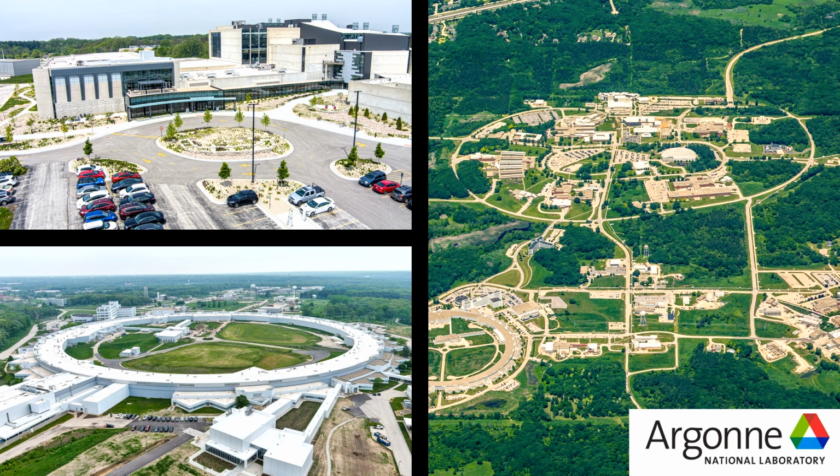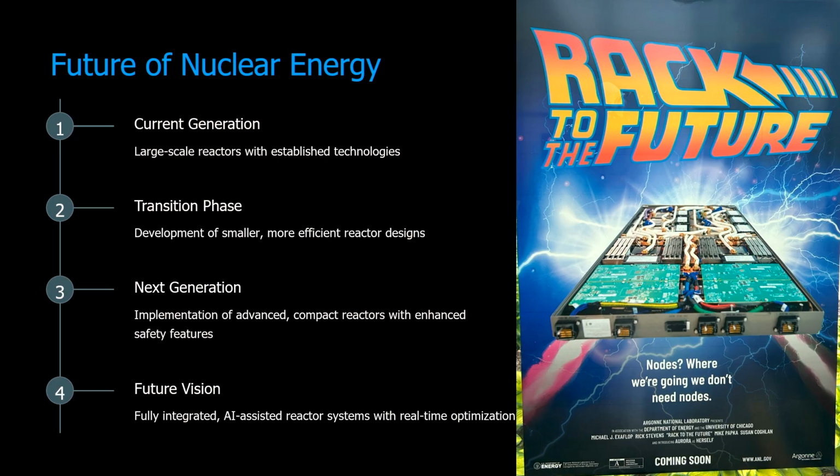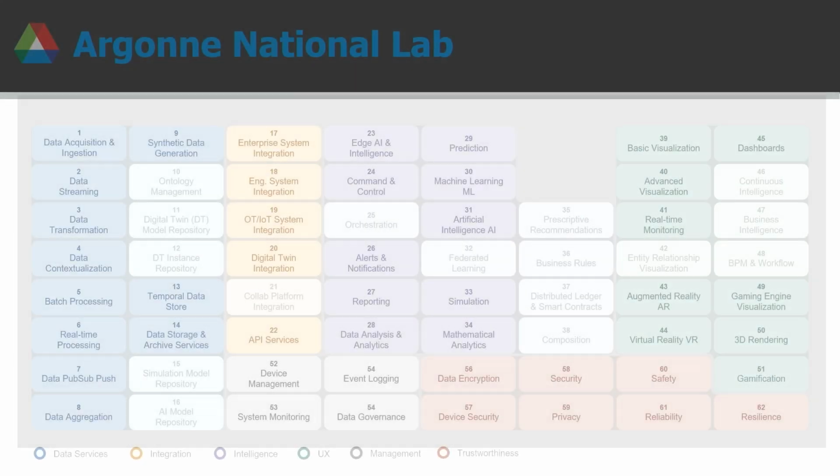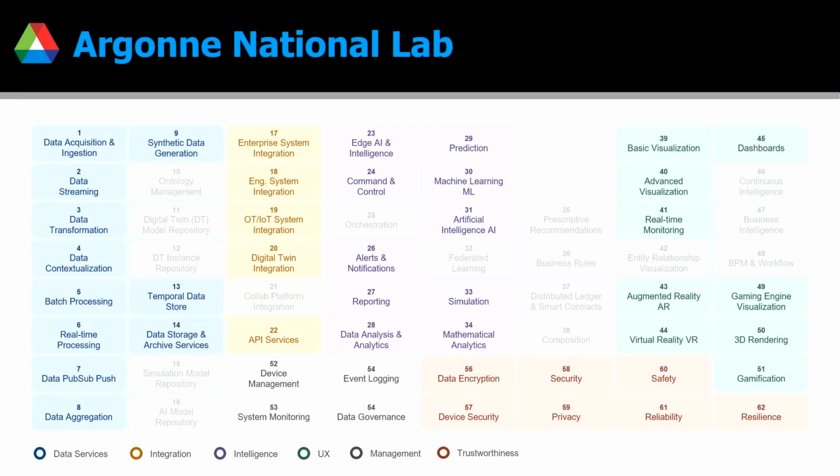It's massive. It's crazy. I'm not going to go into much detail about what's happening there because I don't know, but I think it's important to highlight the future vision of nuclear energy, because what they're looking for is AI-assisted reactor systems. So it's important to understand that the digital twin is offering them steps to get to that inevitable future. Earlier, Andrew showed you the capabilities periodic table. This is Argonne's. Anything sort of gray is something they're not prioritizing right now.